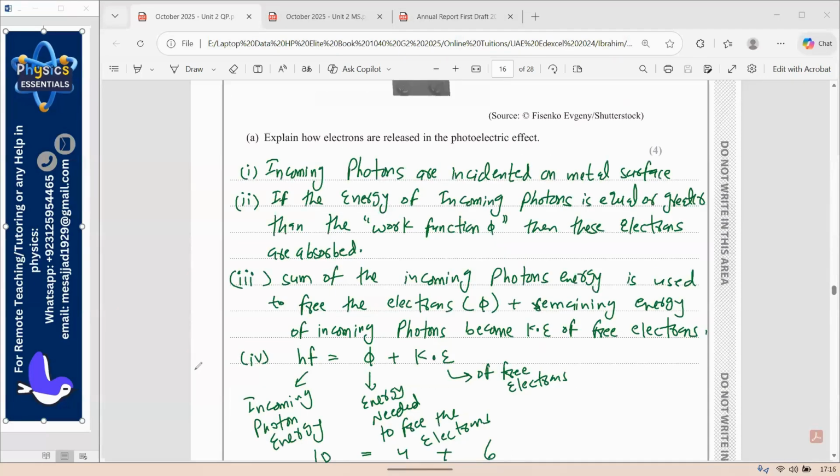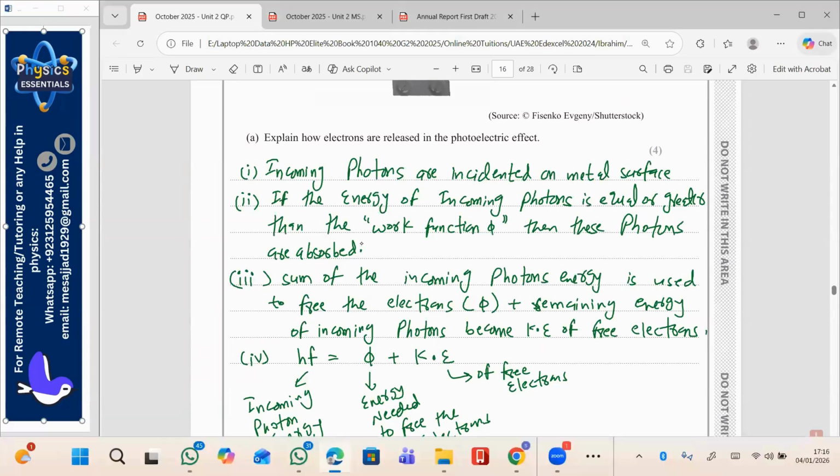So when the incoming photons are incident on the metal surface, what happens actually is, if the energy of the incoming photon is greater than or equal to the work function of that metal, then these photons will be absorbed, not electrons, my apology. Then these photons are absorbed inside the metal by electrons. Okay, you have to write absorbed by electrons. So when they are absorbed by electrons, what will happen?